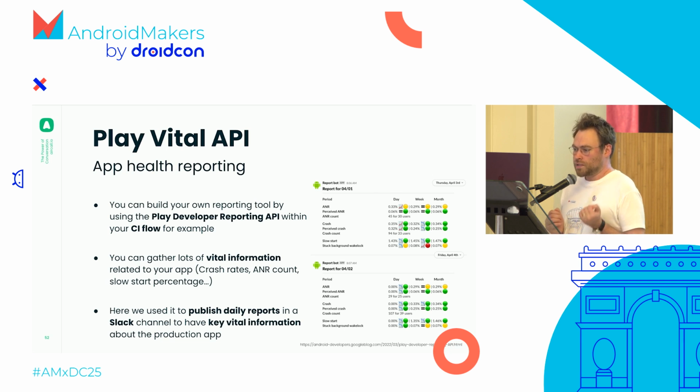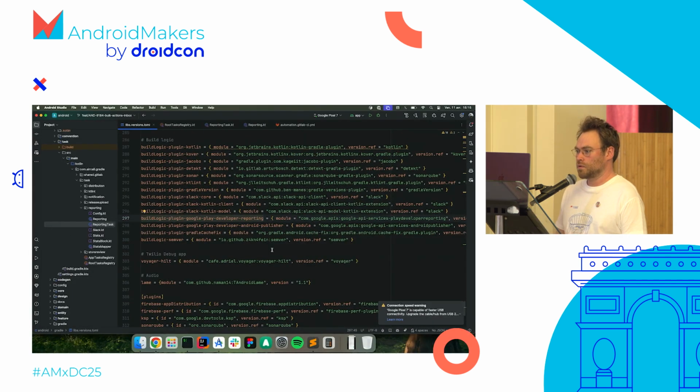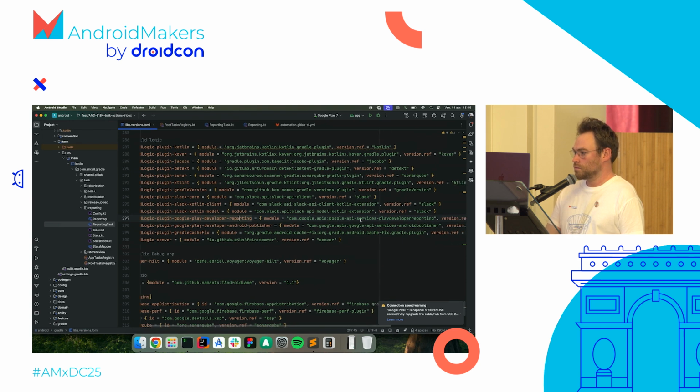So we publish daily reports in a Slack channel, and it shows some key vital information about the application in production. So let me show you a little demo about that. We are importing this dependency, the Google API services for the Play Developer Reporting.